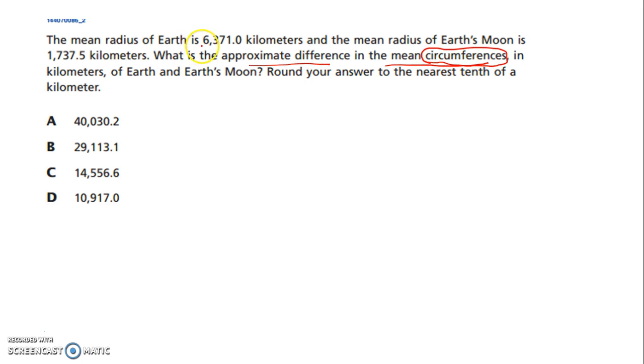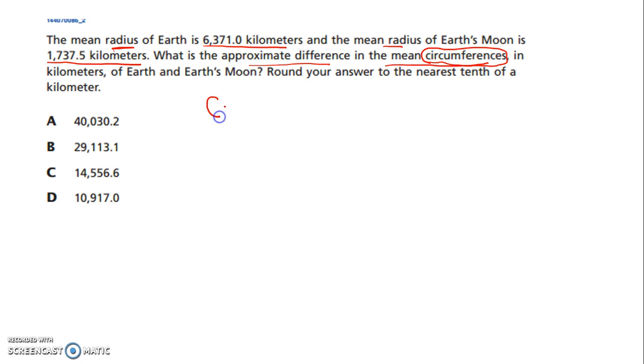Mean just means average, and when you're talking about long, large, incredible distances, they have to approximate. Like, we know the radius of the Earth is approximately that many kilometers. That's why they use the word average. And the radius of the Earth's moon is approximately that many kilometers. Then we're going to find the difference between their circumferences.